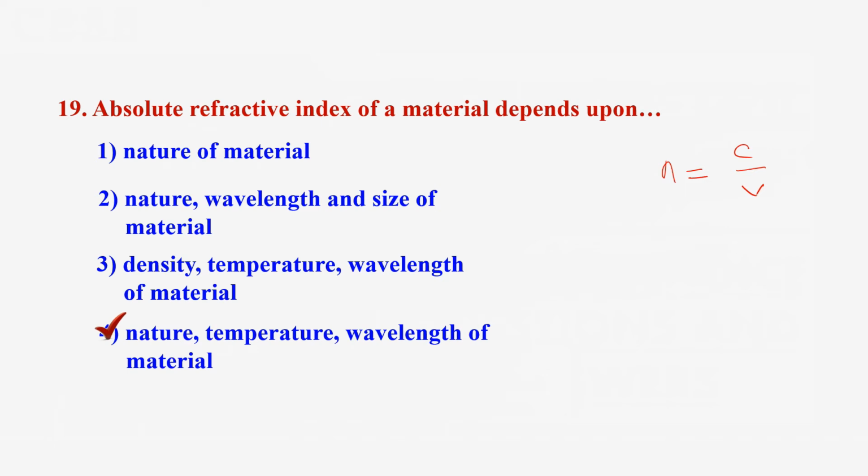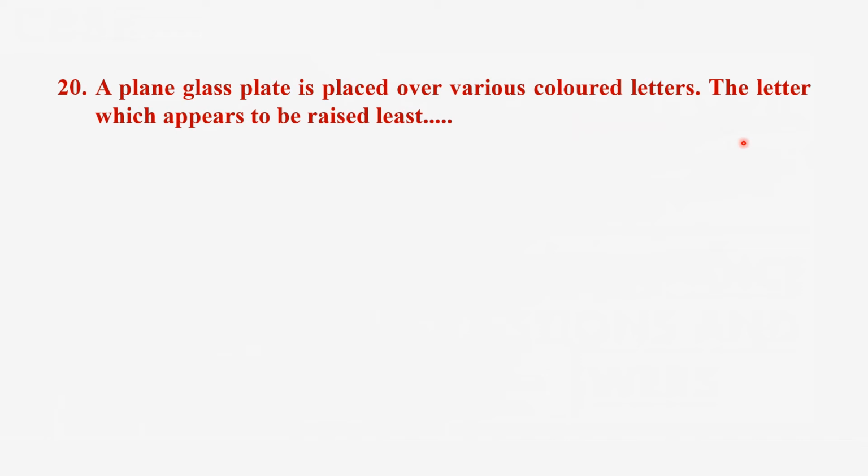Okay. Next. A plain glass plate is placed over various colored letters. Which color letters appear to be raised least? First option is violet, yellow, red and green. So the red color letters appear to be raised least. Okay.